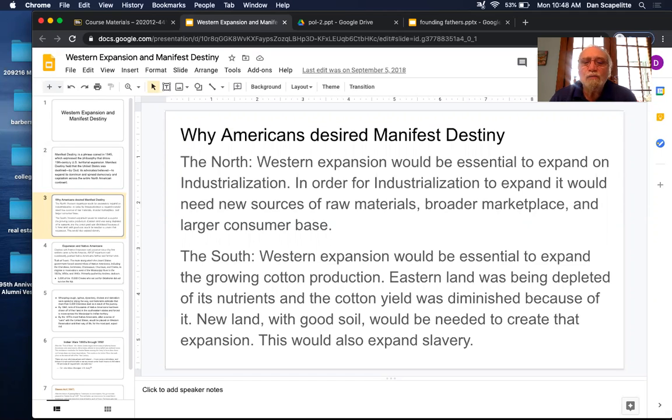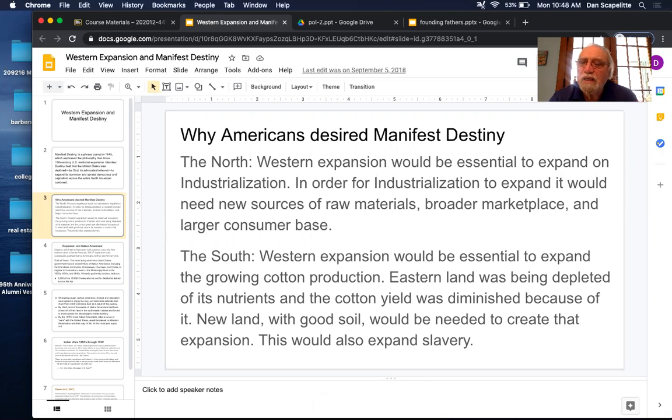For the South, Western expansion is essential to expand on their economy. They're growing cotton production. What we need to understand is that by this time, these plantations had been in existence for a couple hundred years, and cotton is very bad for the soil. It destroys the soil, it takes all the nutrients out of the soil. There were plantations, particularly the coastal plantations that initially started back in the 1600s, where they weren't growing much of anything. The soil was too terrible.